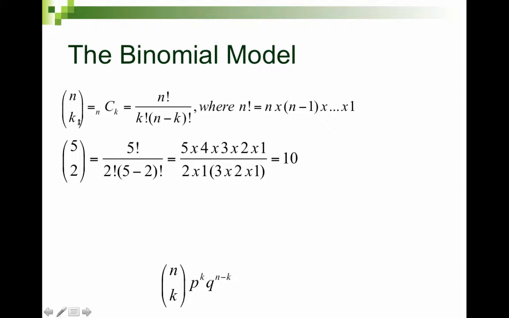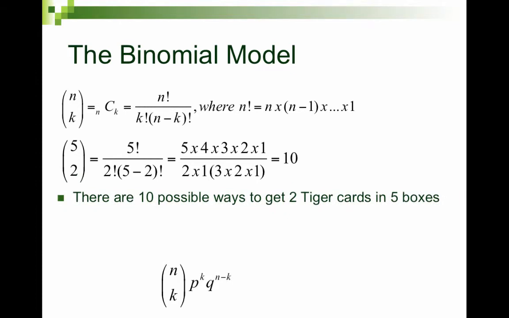So n choose k is the same thing as n factorial divided by k factorial times n minus k factorial, where doing factorial means that you start with the number and multiply all the way down to 1. So 5 factorial is 5 times 4 times 3 times 2 times 1. When you do this, we end up with 10. Now don't worry, our calculator will actually do combinations for us, but we won't even need it to because we'll end up using the binom PDF and binom CDF, similar to the geometric way that we did it on our calculator. But back to the particular problem, there are 10 possible ways to get 2 Tiger cards in 5 boxes.